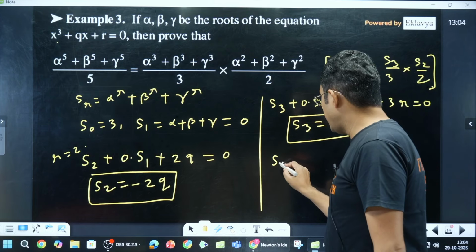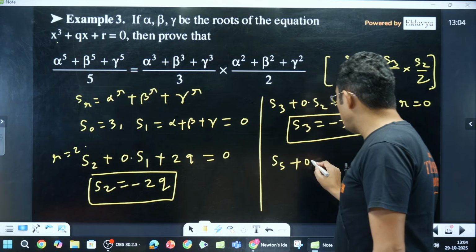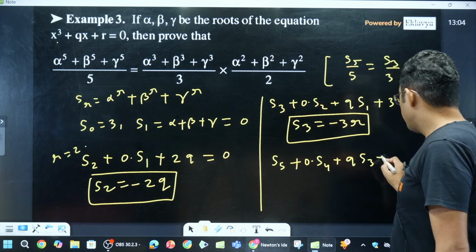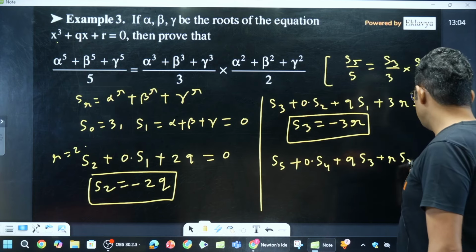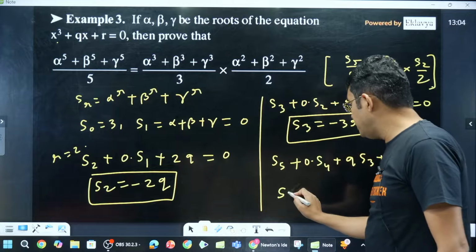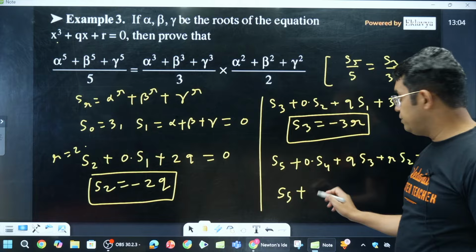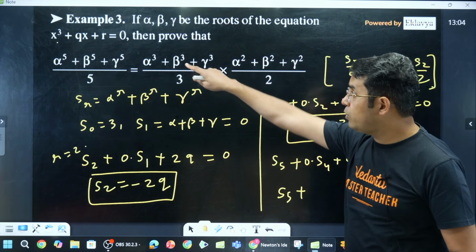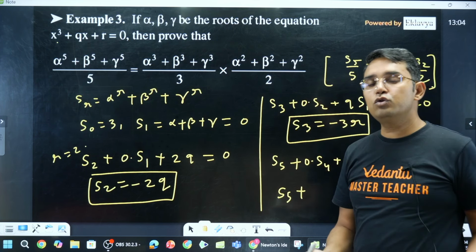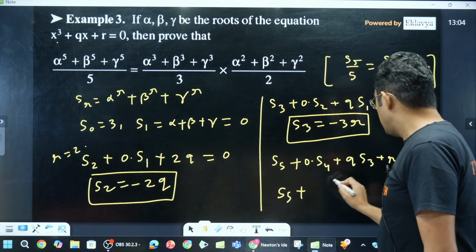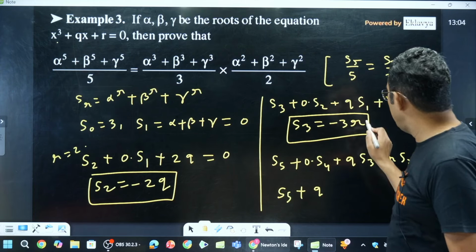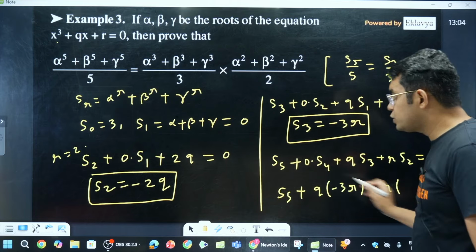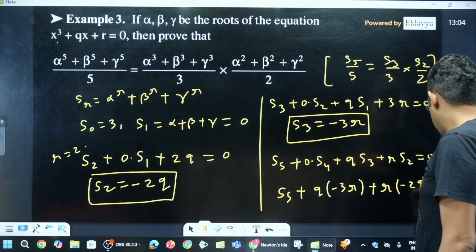Now if I have to find S5, then S5 plus 0 into S4, plus Q into S3, plus R into S2 is equal to 0. Now I think we already know many of them. This will become 0. In fact, we have not found S4, and because the coefficient in the question is 0, S4 is not needed. So S5 plus Q into S3, where is S3? Yeah, minus 3R. Plus R into S2, S2 is minus 2Q, that is equal to 0.